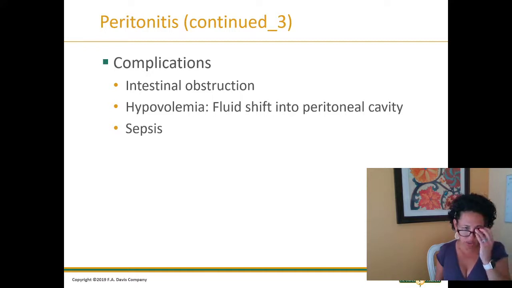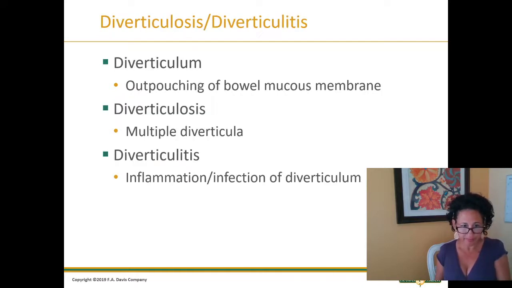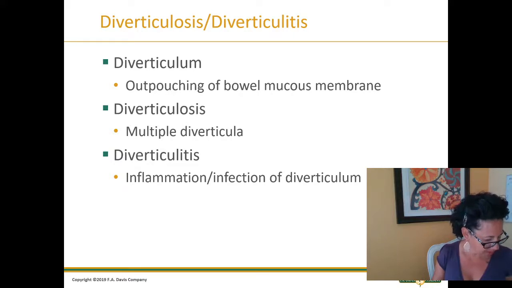Complications, intestinal obstruction, hypovolemia, sepsis. Diverticulum, outpouching of the bowel mucous membrane, diverticulosis, multiple diverticula, and diverticulitis is inflammation or infection of the diverticulum. These are all in your text, along with what we've already covered. I'm up to page 664. Follow along in your text. Stop the slide where you need to.